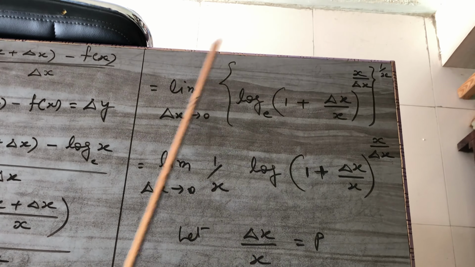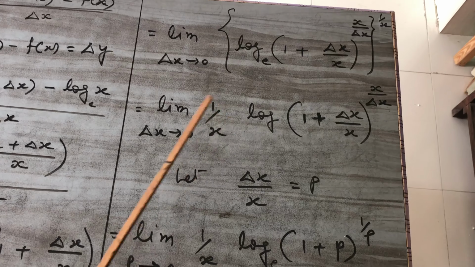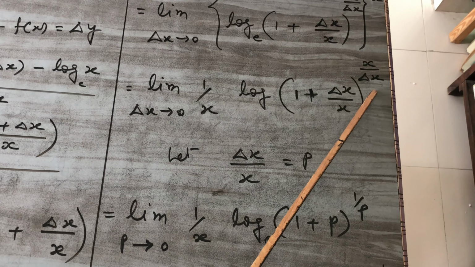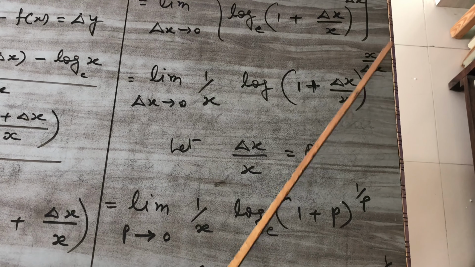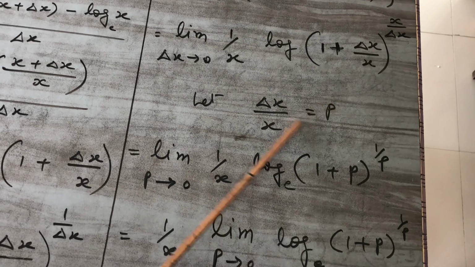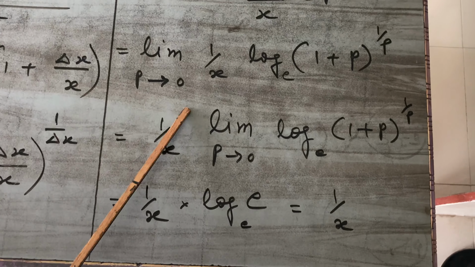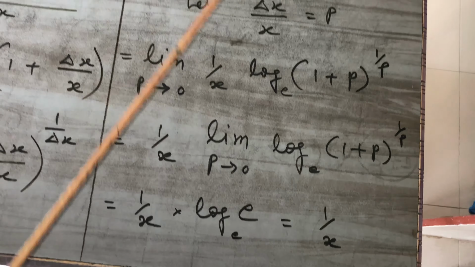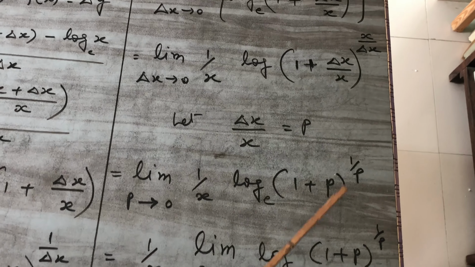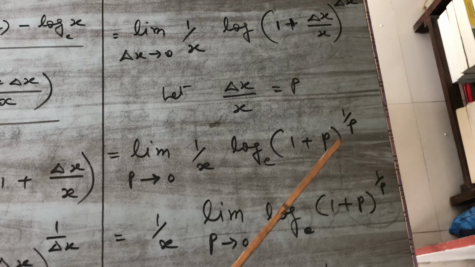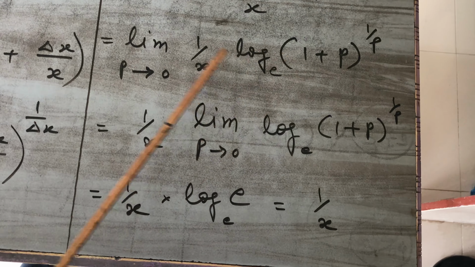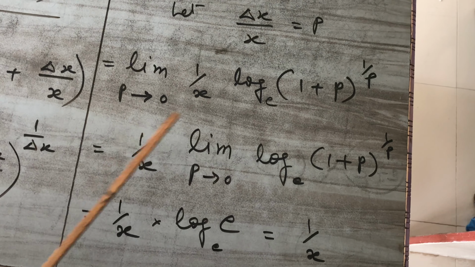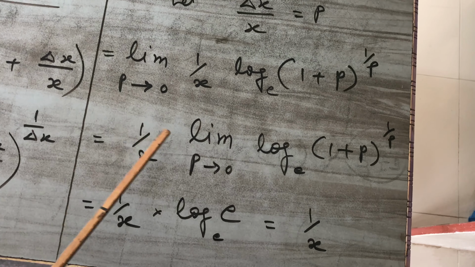Now 1 upon x is the power. So limit delta x tends to 0, 1 upon x, log of (1 plus delta x by x) raised to x by delta x. This goes to 0, so this goes to infinity. So if you consider this term as p, then limit p tends to 0, 1 upon x, as x is a definite number and the variable is delta x. So log of (1 plus p), if this is p then this is 1 upon p. And we have already studied that limit p tends to 0, (1 plus p) raised to 1 upon p is e. So 1 upon x as a multiplier constant goes outside.